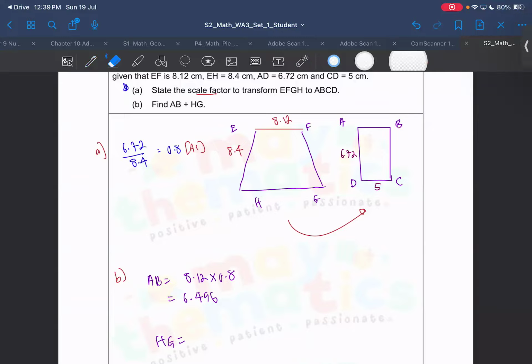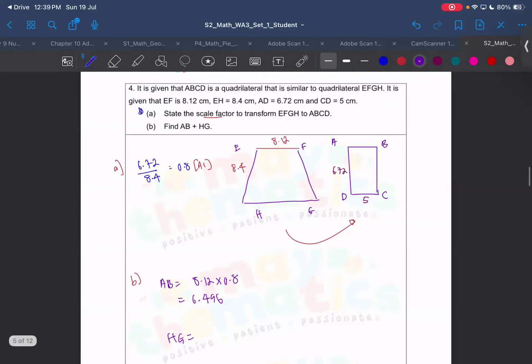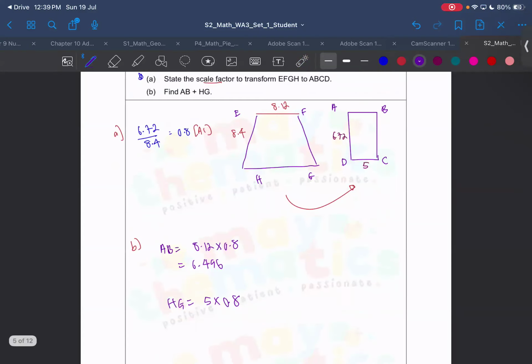But then you know that the side corresponding to HG is which one? Come, Mirabel, which one? CD. So how to find the length of CD? It's already given, 5. So how to find HG? Okay, 5 times 0.8. But it's 5, not times. 5 divided by 0.8. Like that.